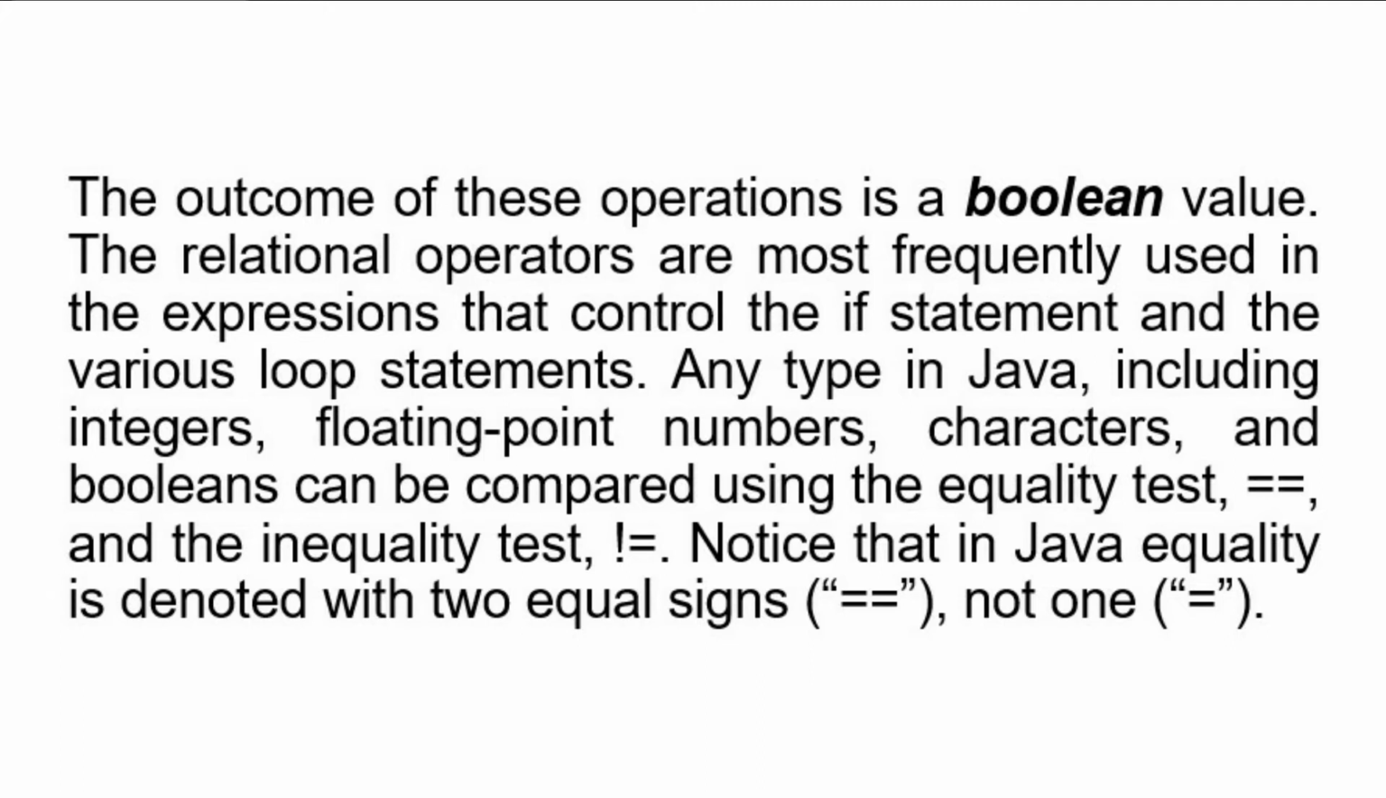Any type in Java, including integers, floating point numbers, characters, and booleans, can be compared using the equality test, the double equal sign, and the inequality test, which is the not equal operator. Notice that in Java, equality is denoted with two equal signs, the double equal, not one equal, because one equal is for the assignment.